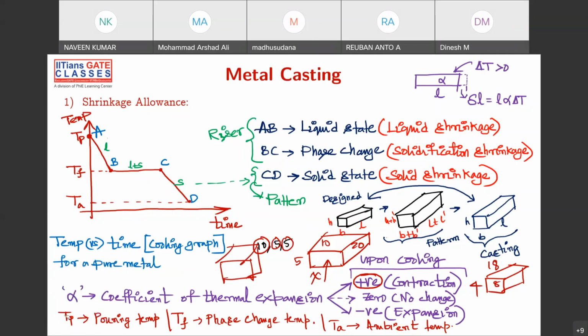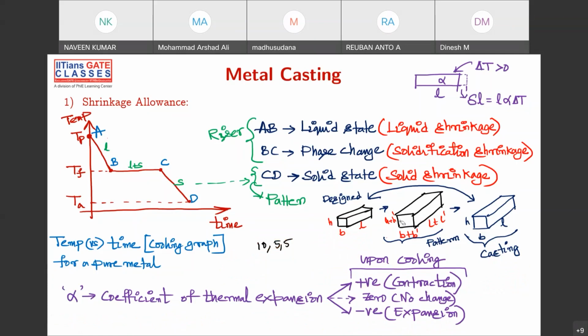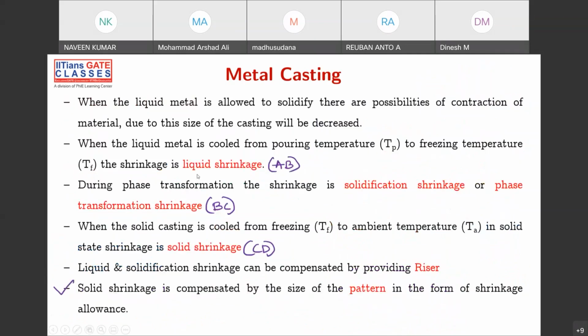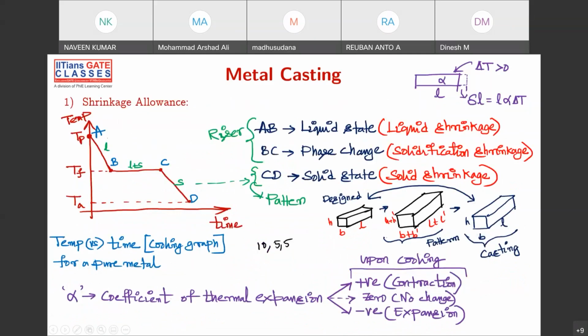It's very cluttered here. Let me erase this. Okay. Don't worry, this TP, TA, all these things are written here. So you're increasing your pattern dimensions. That is H plus H dash, B plus B dash, L plus L dash. This H dash, B dash, L dash will depend upon alpha. If your alpha is very high, H dash, B dash, L dash will be high. If your alpha is very low, then H dash, B dash, L dash will be low. If your alpha is negative, then H dash, B dash, L dash will be negative.